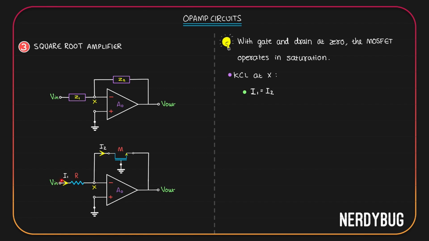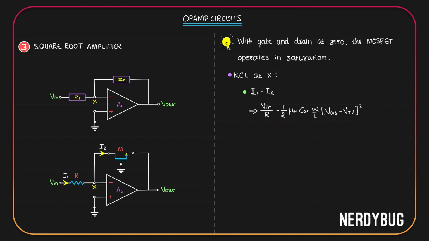I1 is simple, it is V in minus Vx divided by R. Vx is 0, so I1 is V in by R. What is I2? It is the drain current. Depending on whether the MOSFET is in saturation or not, we have two expressions for drain current. But here, we already saw the MOSFET is always in saturation. So we will use this expression for drain current. Half mu n Cox W by L (VGS minus VTH) whole square.